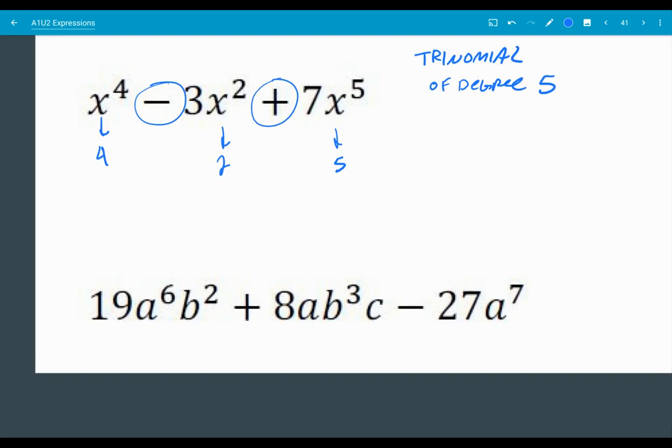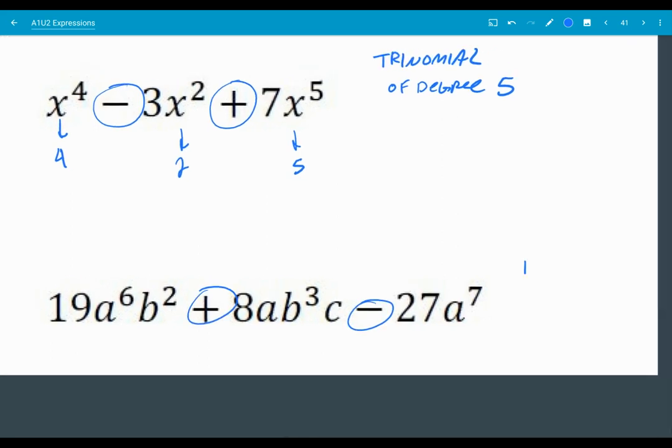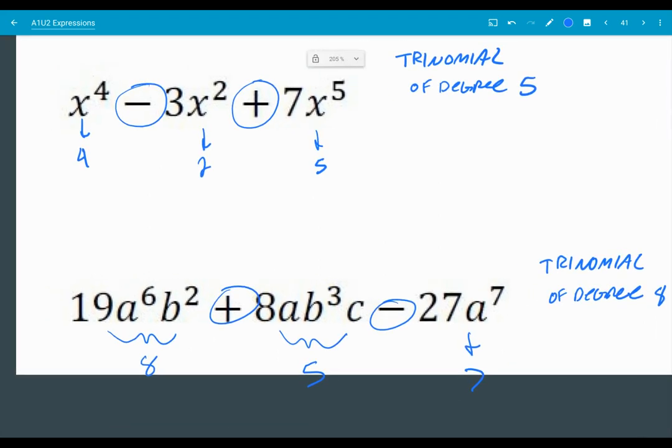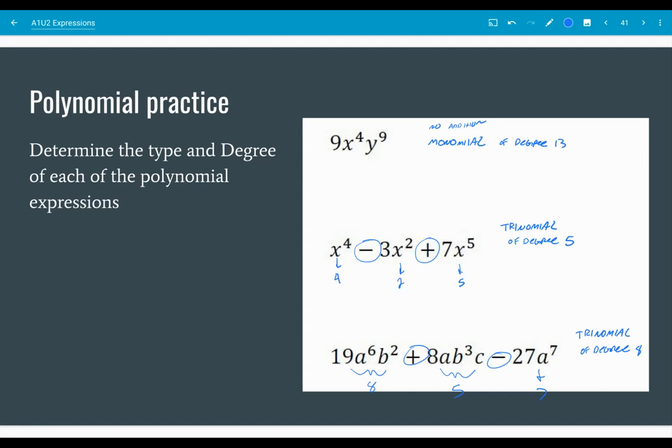Let's look at this last one here. So again, I see two separations. So this is a trinomial. And of which degree? Well, this one's 8. This one's 5. This one's 7. So this is a trinomial of degree 8. So that is how we can determine the degree and type of polynomial.